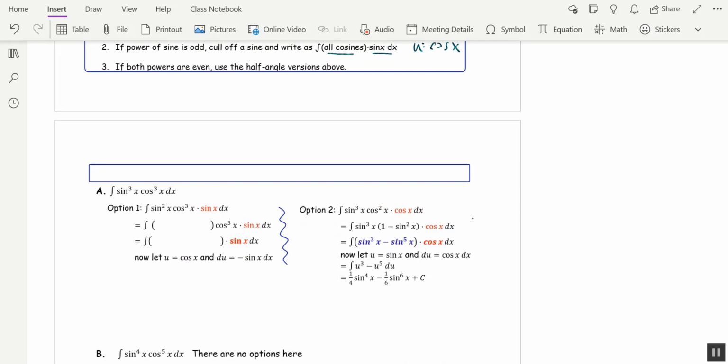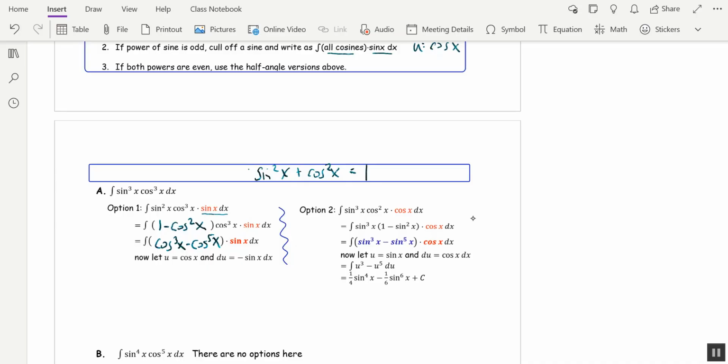This first example can be done two ways because both the powers of sine and cosine are odd. So let's just go through the one where I pull off a sine. So I'm going to pull off a single sine, and what's left is sine squared cosine cubed. And then I want to write sine squared in terms of cosines. Well, I know sine squared x plus cosine squared x is 1. So sine squared is 1 minus cosine squared x. And now let's distribute. That's cosine cubed x minus cos to the 5th x.